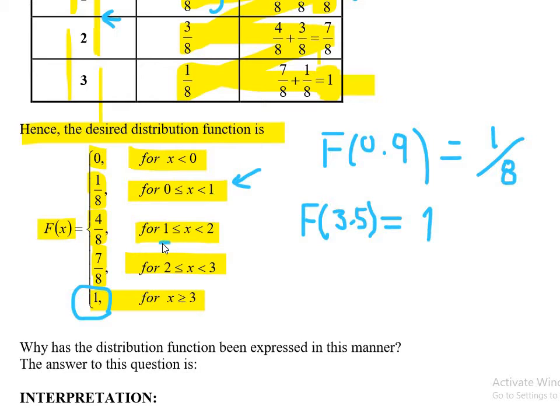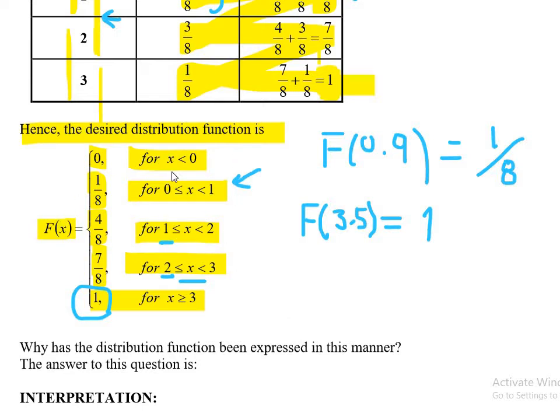f at 1 will be 4 by 8. f at 1.1, 1.2 up to 1.999, it will remain 4 by 8, but once I get to f of 2 it will become 7 by 8. Then f of 2, f of 2.1, 2.2, 2.5, 2.9, 2.99, 2.999, I will remain in this interval, my answer will remain 7 by 8, right?